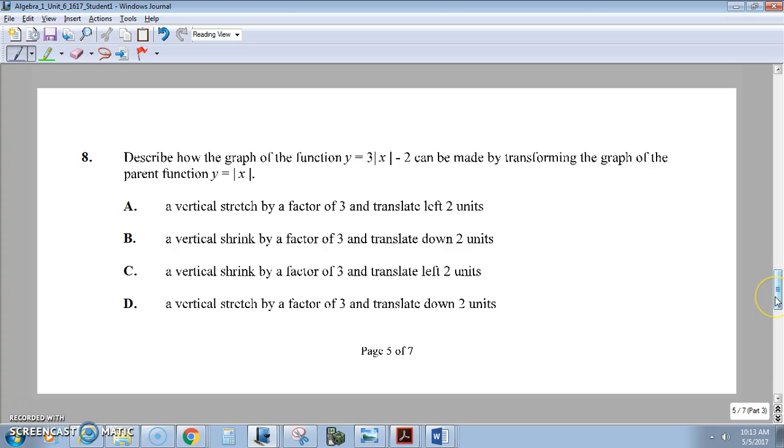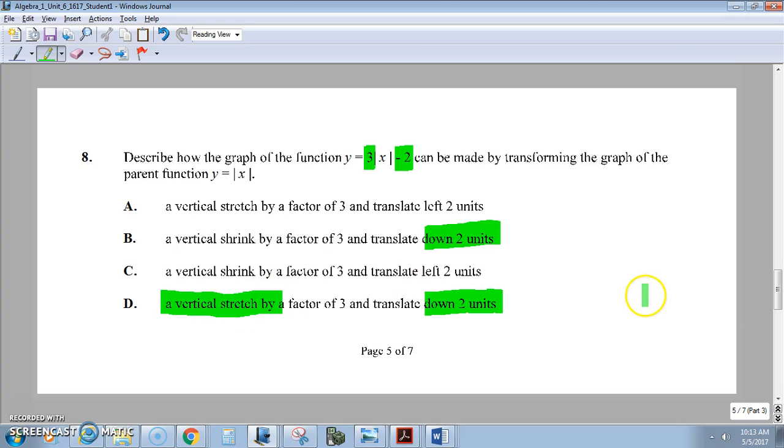All right, what are we at? 8? Was that 7? Yeah, 8 already. Describe how the graph of the function y equals 3 absolute value of x minus 2 can be made by transforming the graph of the parent function. Well, look. This minus 2 is on the outside of the absolute value sign, so that means it's shifting down 2. And this out here means it's a vertical stretch of 3. So it's down 2, so it could be this one. It could be this one. And which one has a vertical stretch? Just D, vertical stretch. Okay.